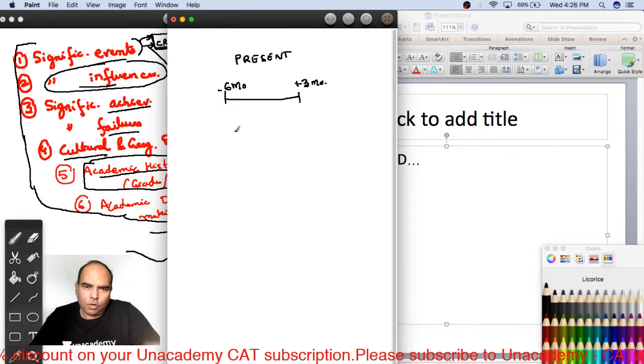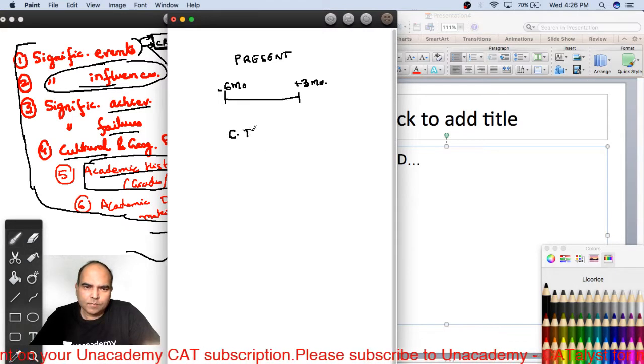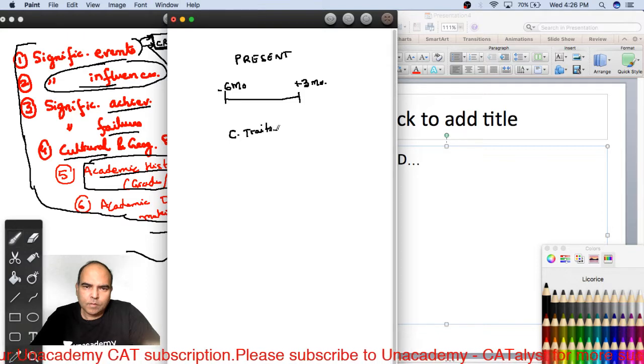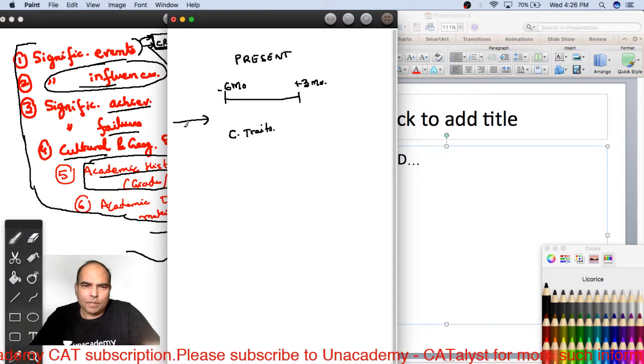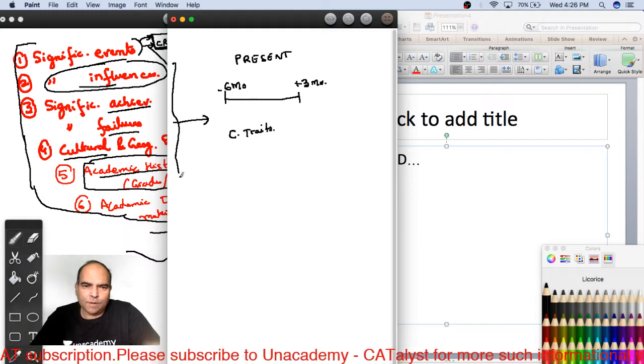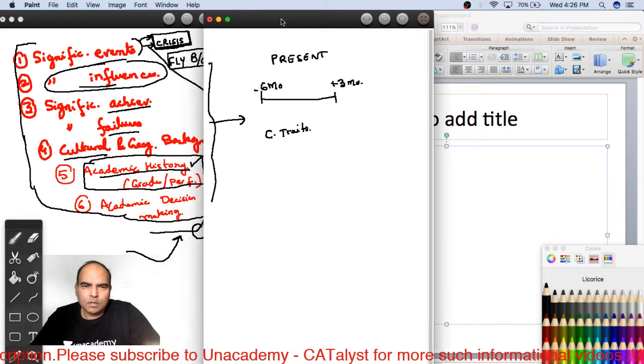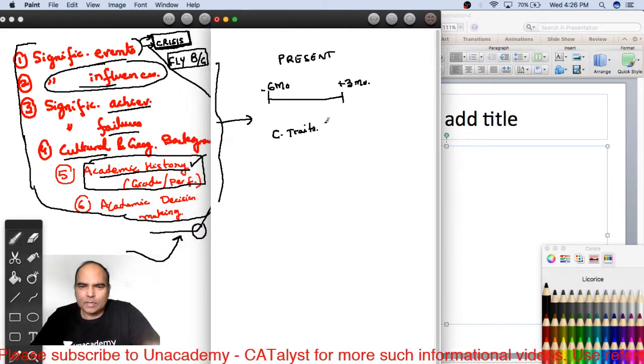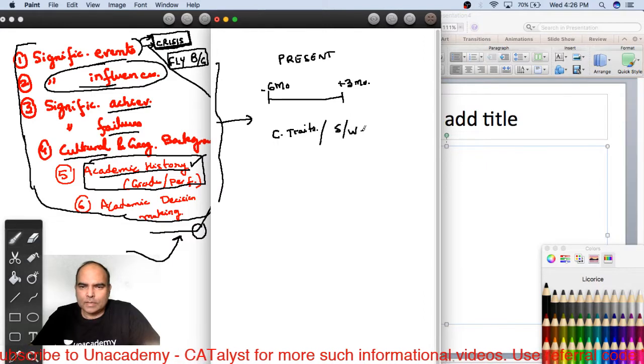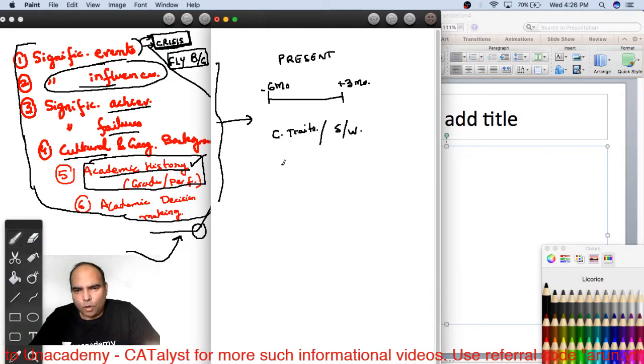So your character traits, and you have to link this to your events in the past, because who you have become is a function of what you were in the past. So this character traits, strengths, weaknesses, right? What are you doing?